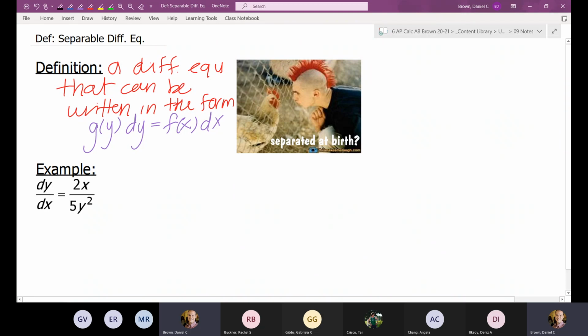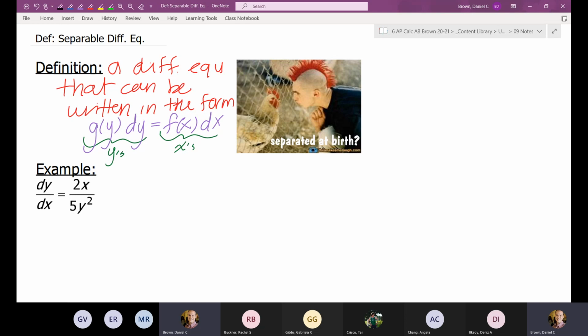You can kind of see by its name, a separable differential equation is going to be one where we can separate the variables. And what do I mean by separate? You're going to get all of the y's on one side and all of the x's on the other side. And that's always going to be the first step to these problems today. Like you're going to separate, separate, separate, and then do the calculus part.